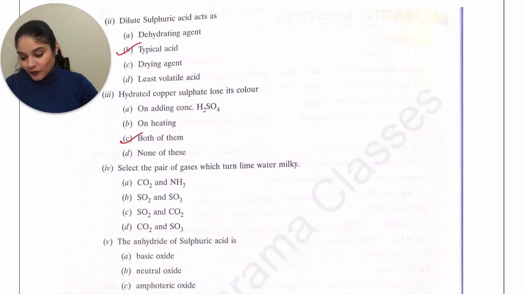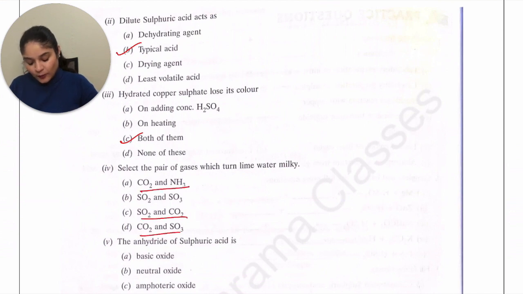Then the fourth one. Select the pair of gases which turn lime water milky. So always remember carbon dioxide is there, right? So let's pick up the ones that has carbon dioxide in it. So you have carbon dioxide here, here and here. Now ammonia turns it milky. No, that's not true.